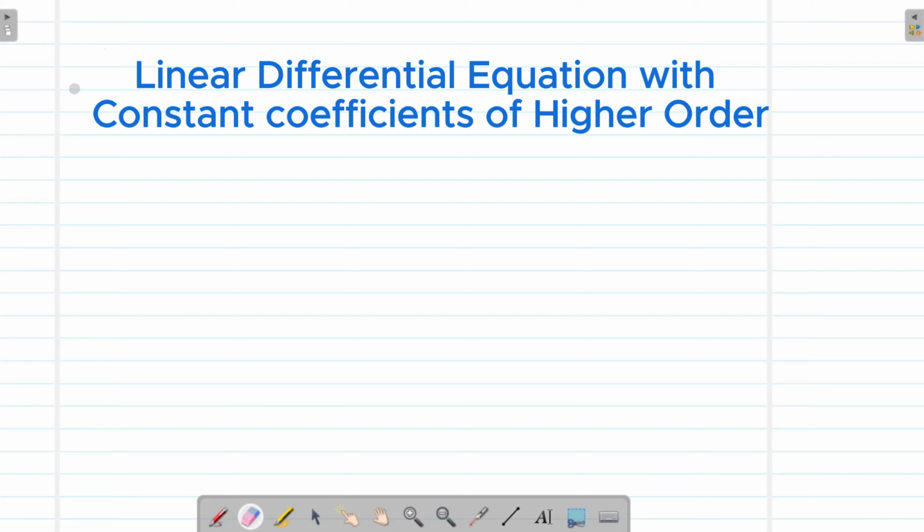Hello friends, in the last lecture we have seen the Bernoulli differential equation, and the Bernoulli differential equation is reducible to the linear differential equation with standard form. Now today we are going to learn linear differential equation with constant coefficients of higher order.